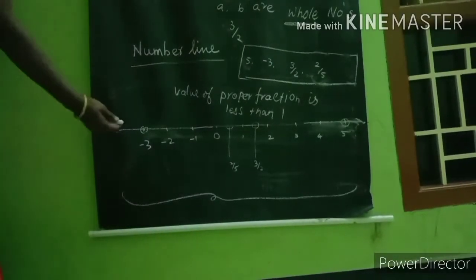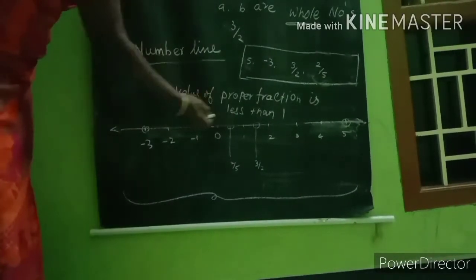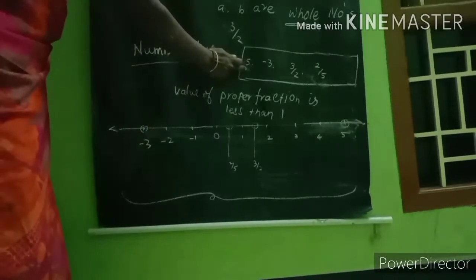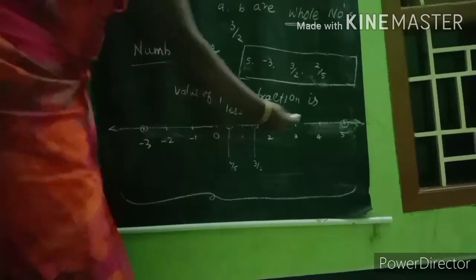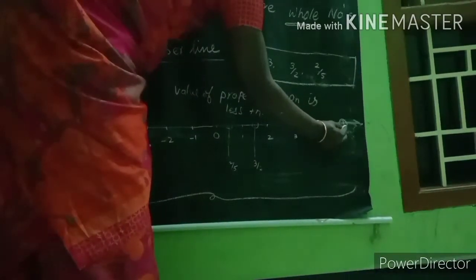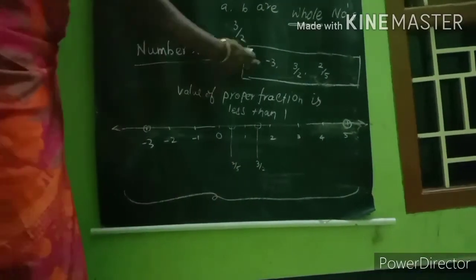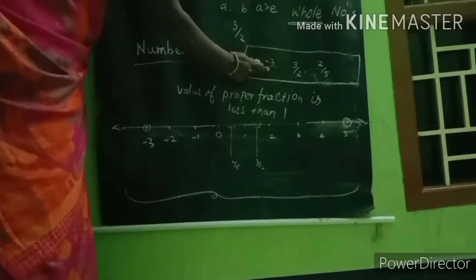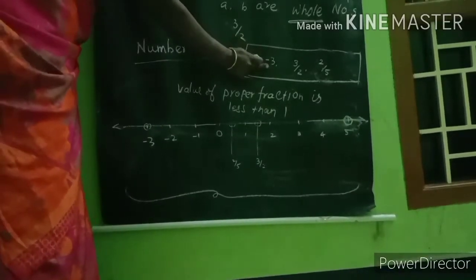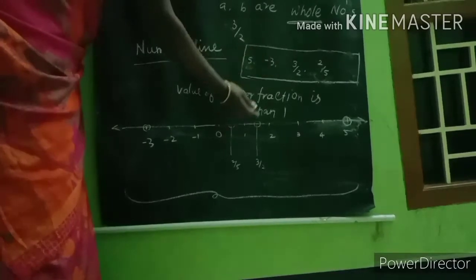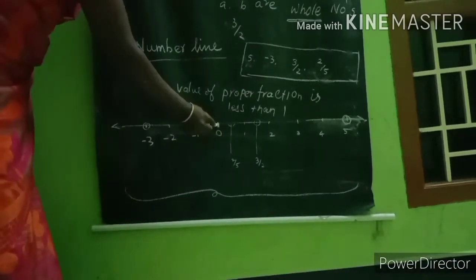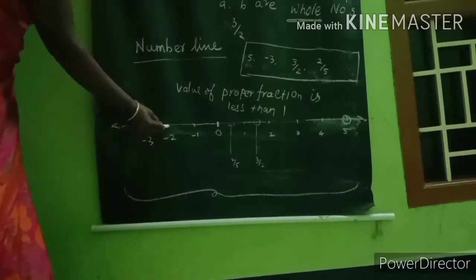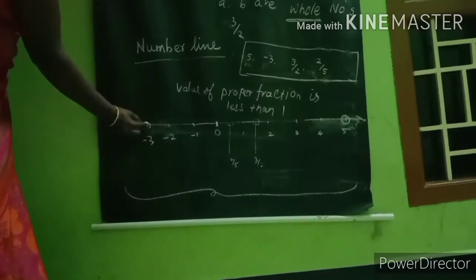Let's come to the number line. Here I draw one number line. Where is 5? 5 is to the right of 4 on the number line, so I denote 5 here. Then minus 3. Minus 3 is a negative integer, so this number lies to the left of 0. So 0 is given here, then after 0 come minus 1, minus 2 and minus 3.